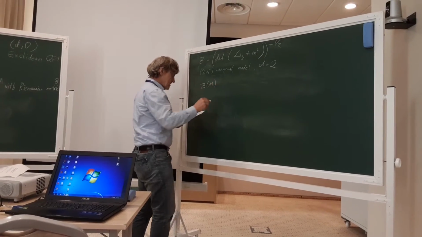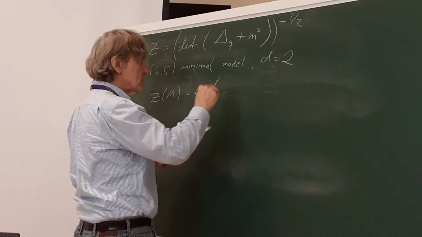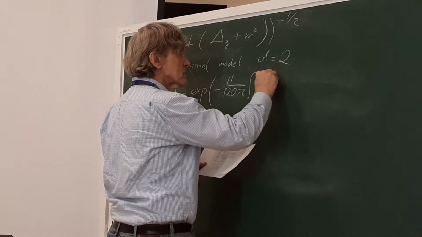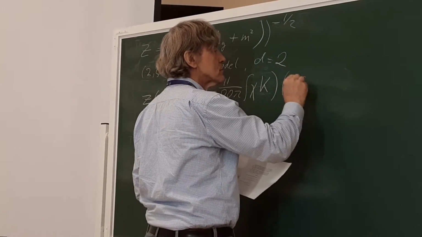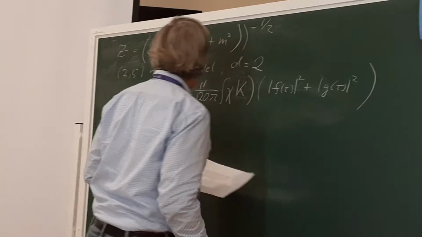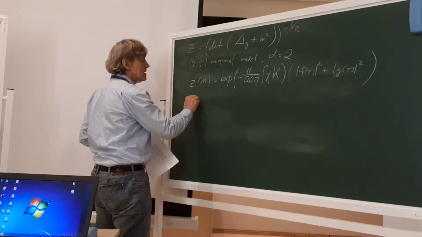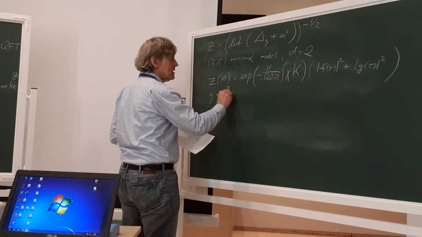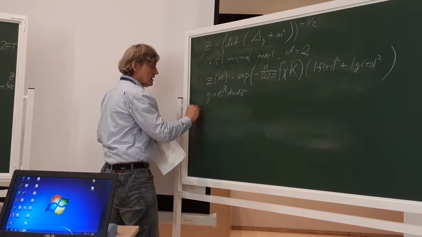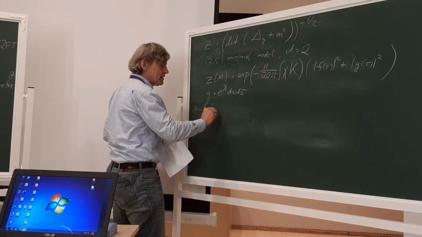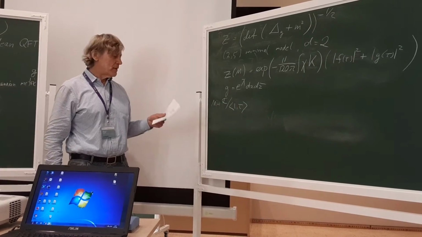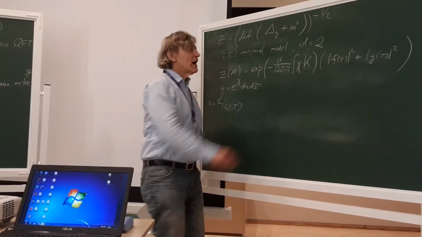Then Z of m is the exponent of minus, where the metric is e to the chi dz dz bar, where my manifold is a torus, well, is C divided by a lattice in the usual way, so a torus with coordinate z modulo shifts by the period. So you know what the metric is supposed to be. K is the Gaussian curvature.